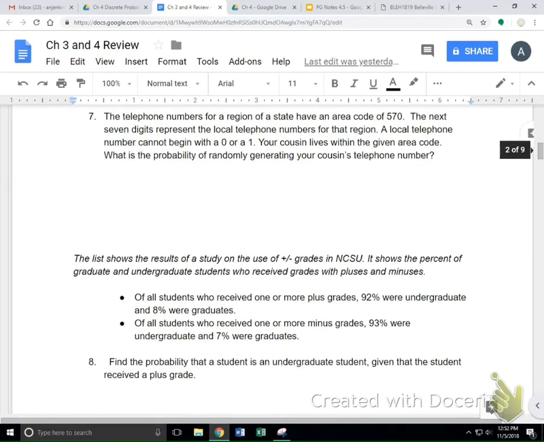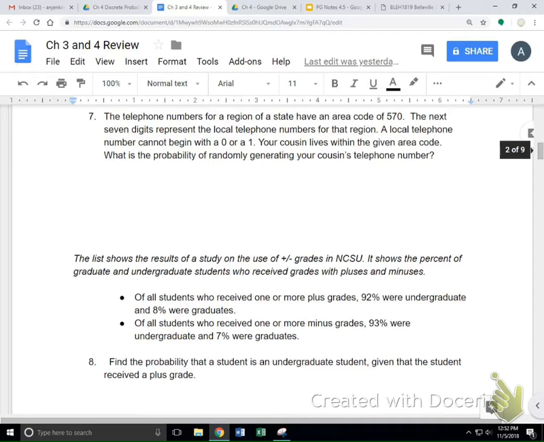So number 7, we're looking at the telephone numbers for a region of a state that have an area code of 570. The next 7 digits represent the local telephone numbers for the region. The telephone number cannot begin with a 0 or a 1. Your cousin lives within the given area code. What is the probability of randomly generating your cousin's phone number?